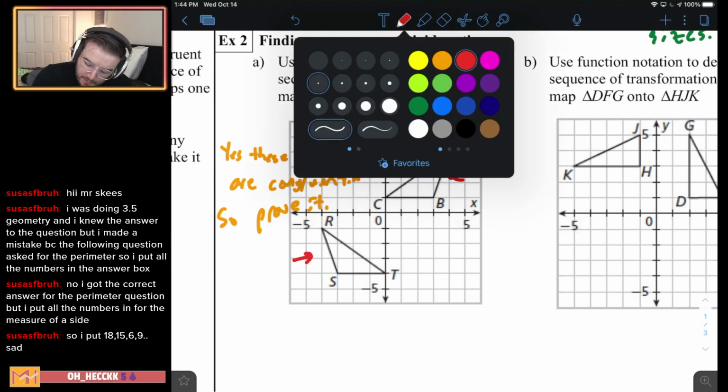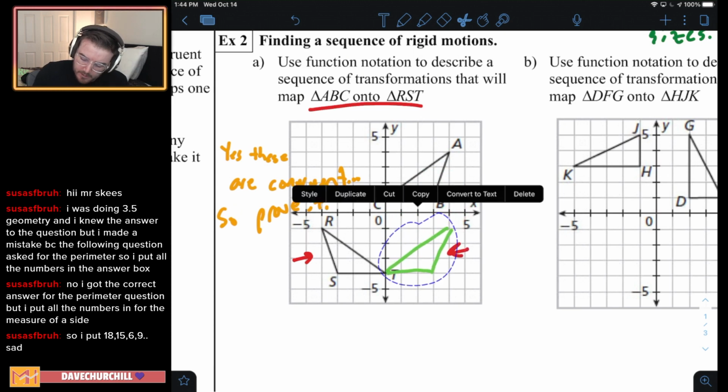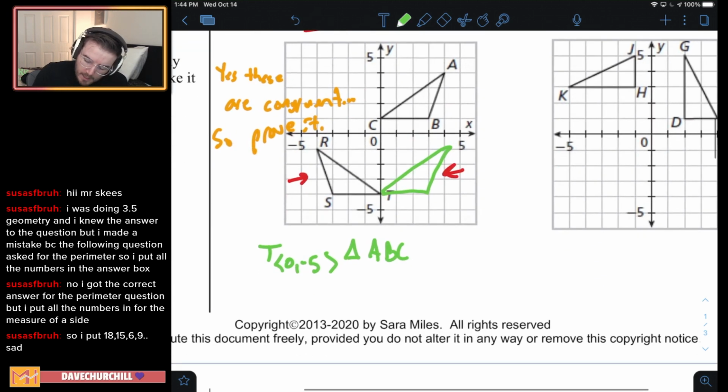Well, I think the first step that we should do is translate it down. You see what I'm getting at there? You realize what's going to happen there? Once I translate it down, how far down did we go, by the way? 1, 2, 3, 4, 5. So let's go down 5. And then what?